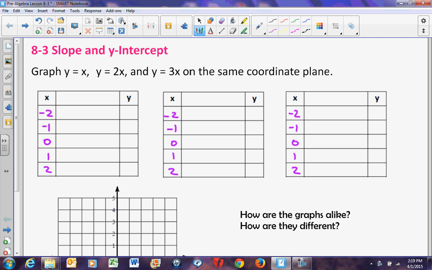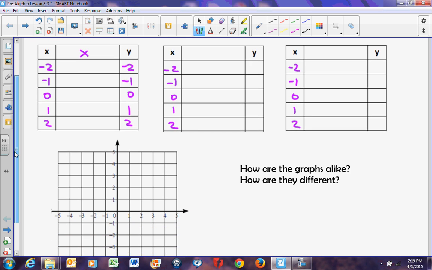Okay, so for y equals x, if x is negative 2, y is negative 2. If x is negative 1, y is negative 1. If x is 0, y is 0. If x is 1, y is 1. And if x is 2, y is 2. I'm going to graph that one in purple.